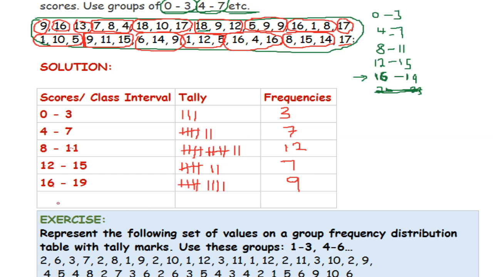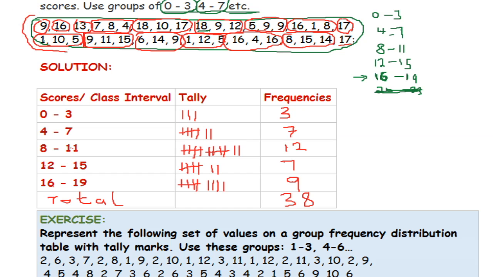So you can also add up the frequencies to be sure that you are correct. So let's add up. 3 plus 7 is 10. 10 plus 12 is 22. 22 plus 7 is 29. 29 plus 9 will give us 38. So you can count the number of figures you have in this set of values to be sure that they are 38 in number.